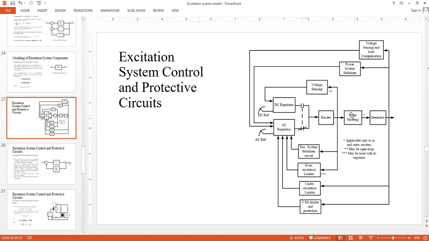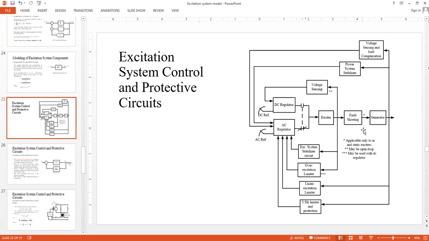Then we talked a little bit about this block diagram, where we introduced the concepts of control and protective circuits and the associated limiter circuits. And we talked about some voltage sensing and the field shorting and some overexcitation limiter. Those were having some stars with some comments. So in the field shorting topic, I said that that is only used for AC and static exciters. And whatever I said in the last class, besides that, you can also consider that the field shorting is also used.